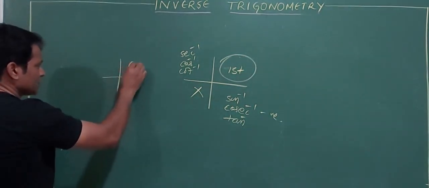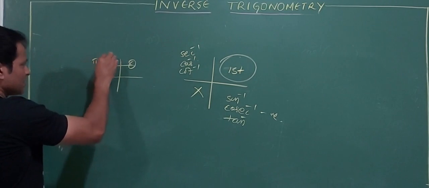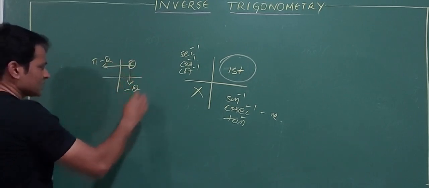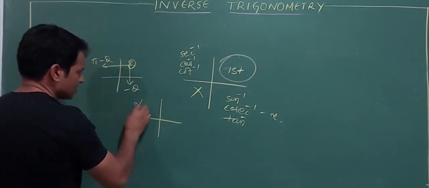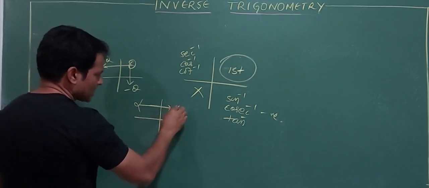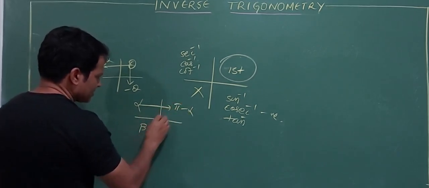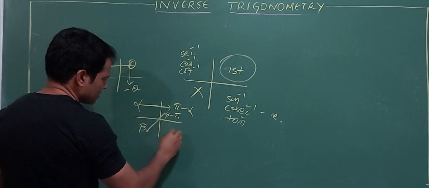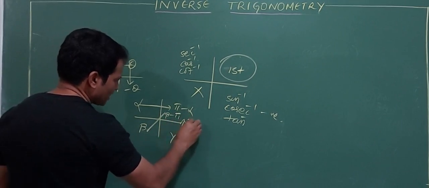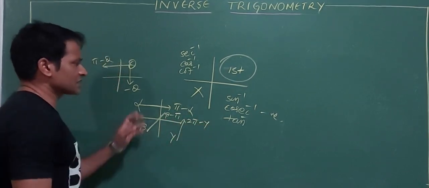If I am studying the first quadrant and want to go to the second quadrant, it is pi minus theta. If I want to go here, minus theta. If I am studying here alpha and want to go to the first quadrant, pi minus alpha. Here beta, beta minus pi. Here gamma, 2 pi minus gamma. We did this yesterday.